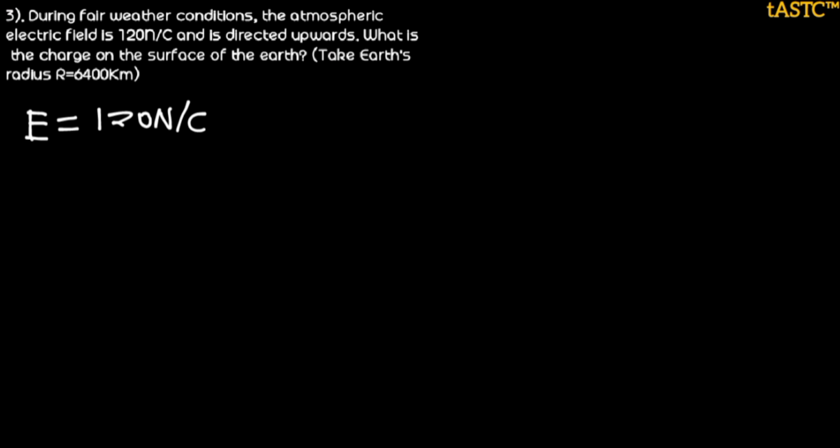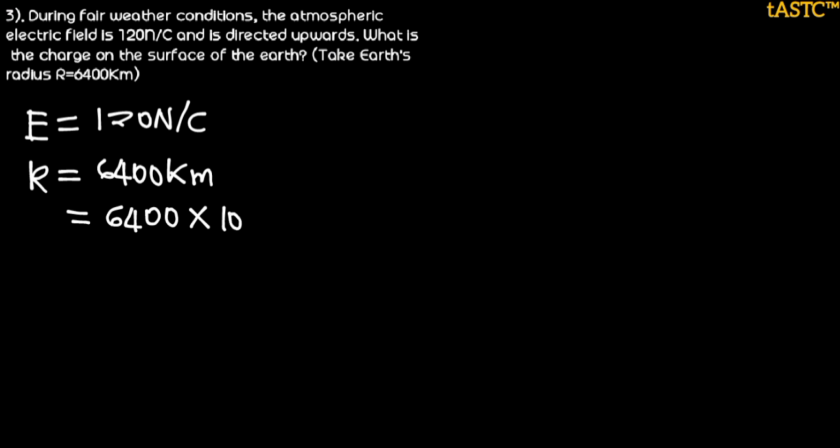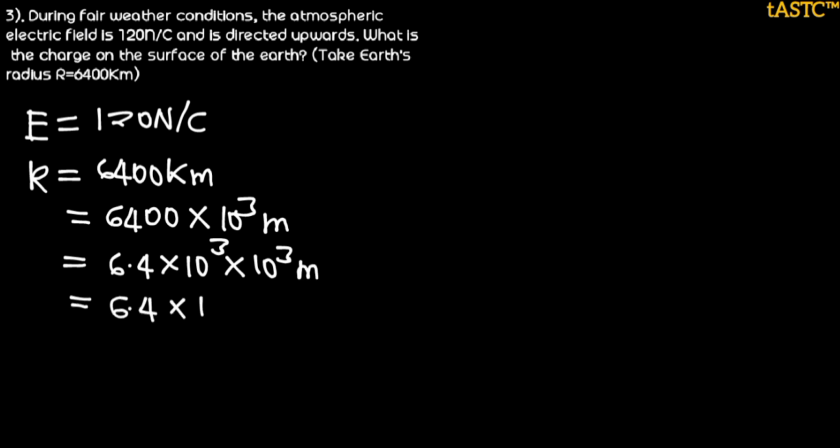So first I'm going to write the R. Now R is going to be 6,400 kilometers. So we need to change this to meters. So this is going to be 6,400 multiplied by 10 to the power of 3 meters. 1 kilometer is equal to 1,000 meters. Now I need to change this to standard form. This is going to be 6.4 multiplied by 10 to the power of 3 basically, and so that is multiplied by another 10 to the power of 3. So this should be 6.4 multiplied by 10 to the 6th meters. So this is the real value for the radius.